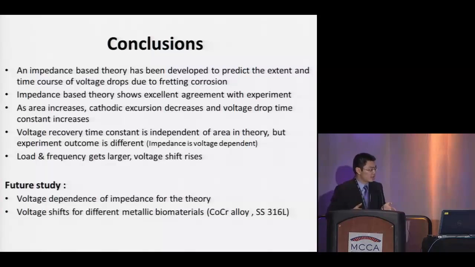shifts rise. So for our future study, we are planning to incorporate the voltage and impedance relationship into our current theory, and it's also interesting to see how voltage shifts differ for different metallic biomaterials, such as cobalt chromium alloy and stainless steel alloy, and to understand how they behave during fretting corrosion.